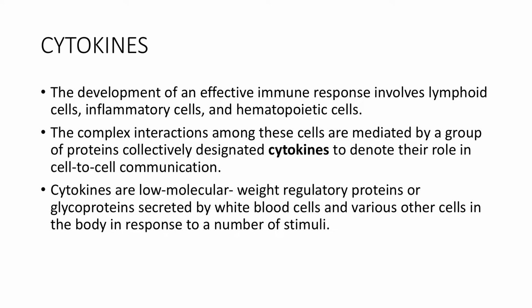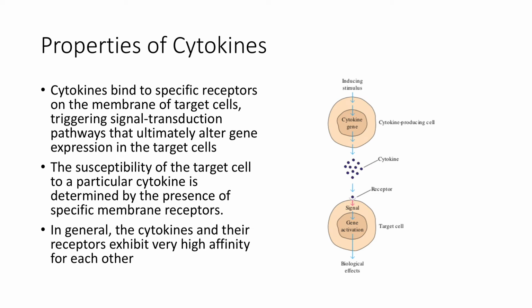So cytokines are basically low molecular weight regulatory proteins, or it could be glycoproteins as well, which are secreted by white blood cells and various other types of cells in the body in response to a number of stimuli. Cytokines bind to specific receptors on the membrane of target cell, triggering signal transduction pathways that ultimately alter gene expression in the target cell. Here in this picture you can see this is the inducing stimulus. This is the cytokine gene.